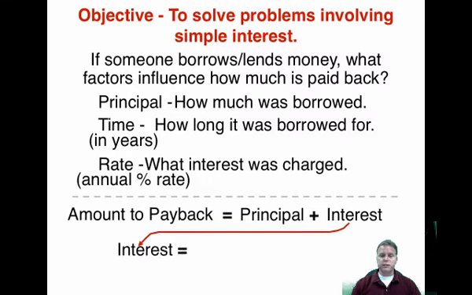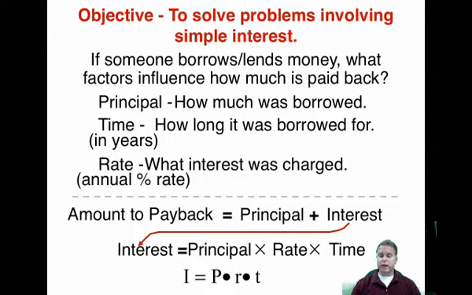So the interest is equal to the principal multiplied by the rate multiplied by the time in years. The abbreviation for that is I equals P times R times T. And you're going to need to remember that for what we're working on today.